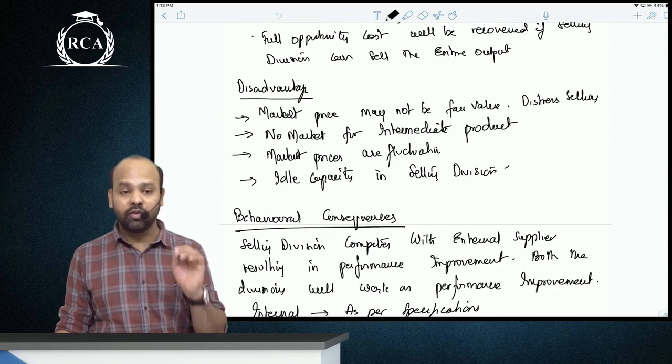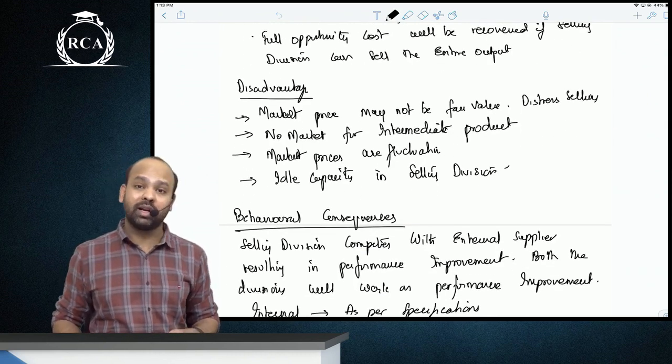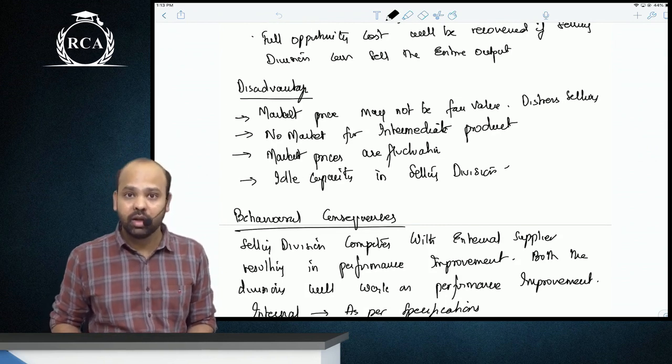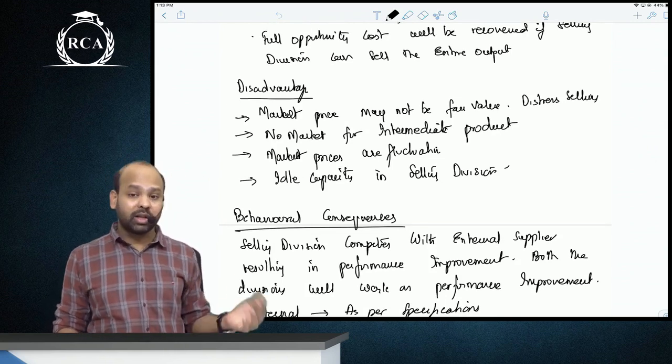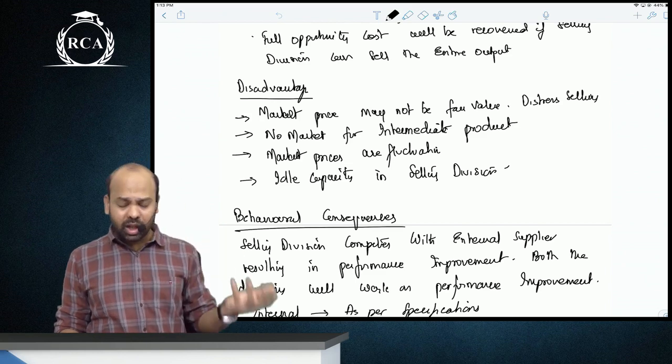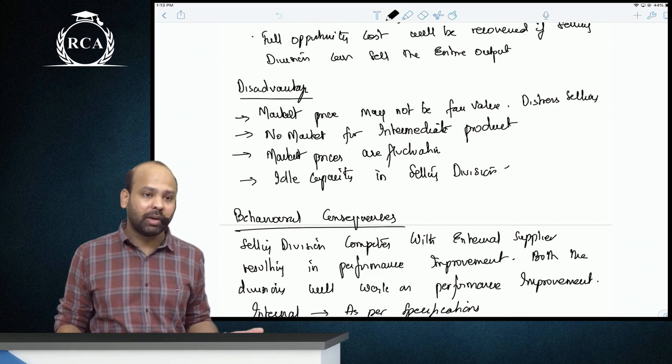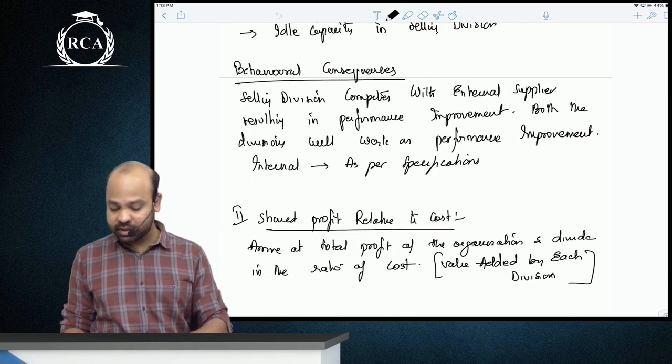Disadvantages: not always is the market price fair. What if there's distress selling in the market, resulting in very low prices? What if the transferring division has a lot of surplus capacity? What if the transferring division's product has no external market at all? So these are the disadvantages.